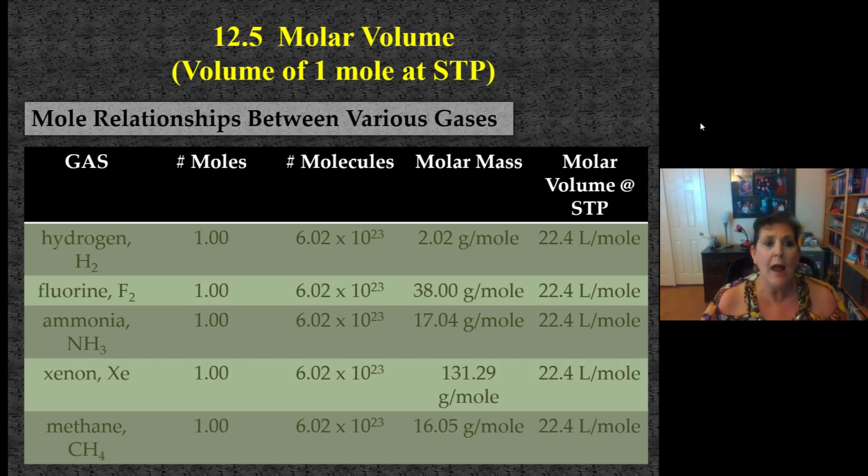So if you look at the chart, I have several gases in the chart: hydrogen, fluorine, ammonia, xenon, and methane. I'm going to take 1 mole of each of those gases. Now remember, a mole is 6.02 times 10 to the 23rd molecules. And their masses depend on the periodic table, of course. So hydrogen's molar mass is 2.02. Fluorine's is 38.00. Ammonia's is different, xenon's is different, and methane's is different. They all have different masses because they're different atoms in the table. But it's still 6.02 times 10 to the 23rd molecules.